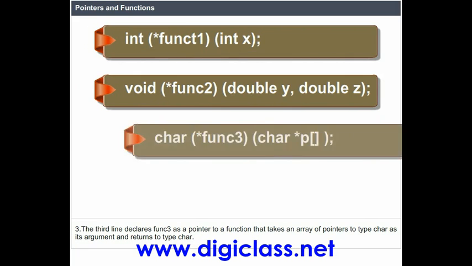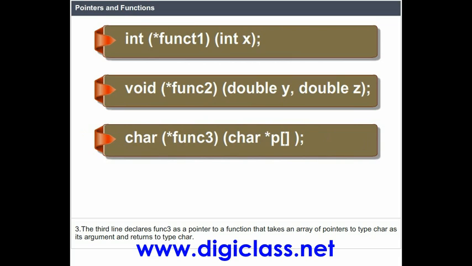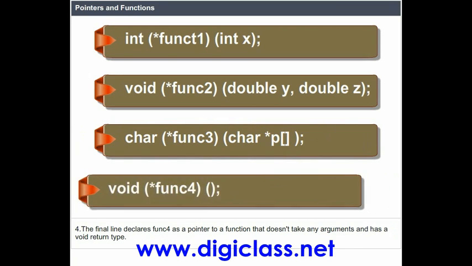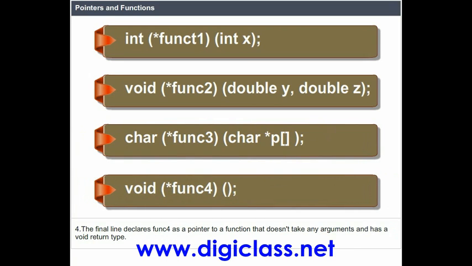The third line declares func3 as a pointer to a function that takes an array of pointers to type char as its argument and returns type char. The final line declares func4 as a pointer to a function that doesn't take any arguments and has a void return type.